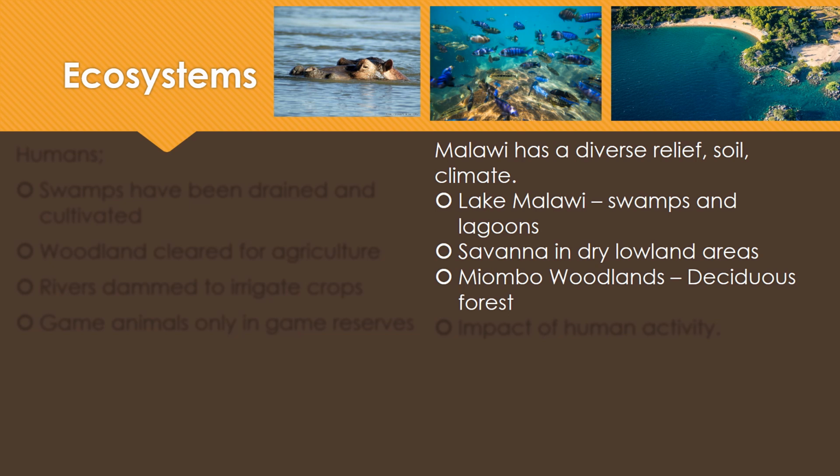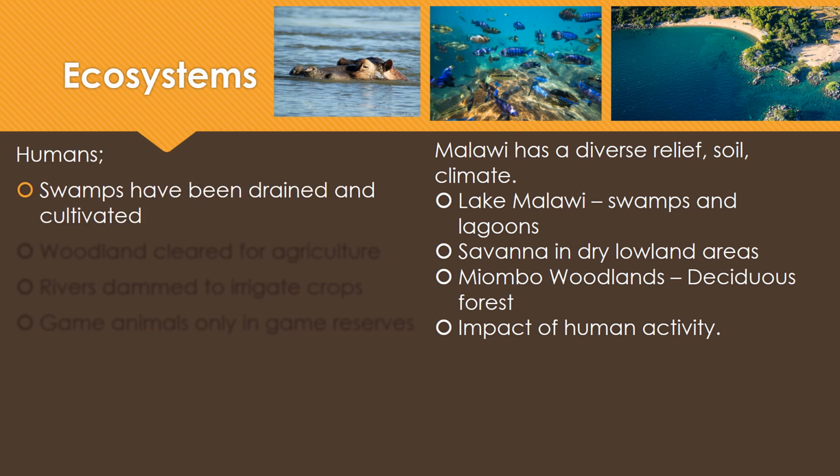So there's 3 ecosystems that can be found in Malawi, sort of big ones. Lake Malawi, which you might have noticed on the map on the location slide, runs all down the east of the country, and here you find different swamps and lagoons which bring about different ecosystems. There's also some savanna and some deciduous forests as well, but all of these have been negatively impacted by humans.